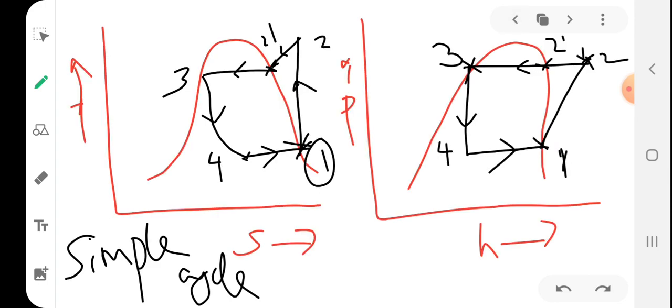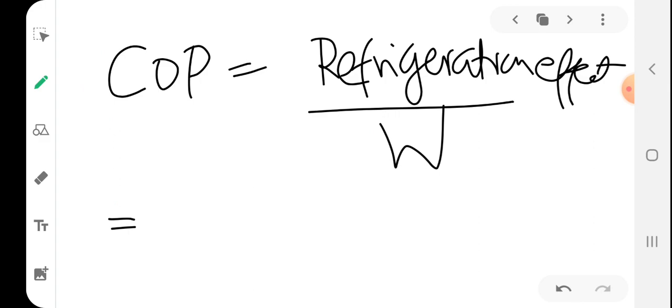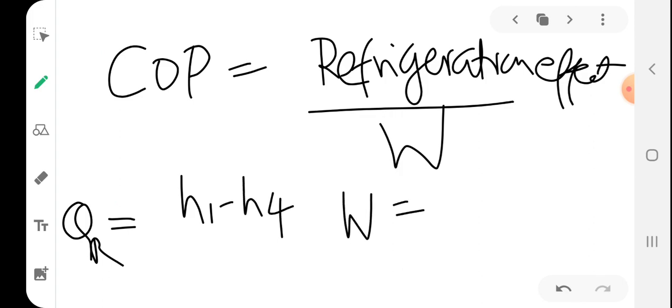So here, students, what is the required effect? Refrigeration is taking place here, right? So the value of refrigerated amount of heat, what will be that value? How could you get that value? It will be H1 minus H4. So Q refrigerator will be H1 minus H4, and W will be, what is W?